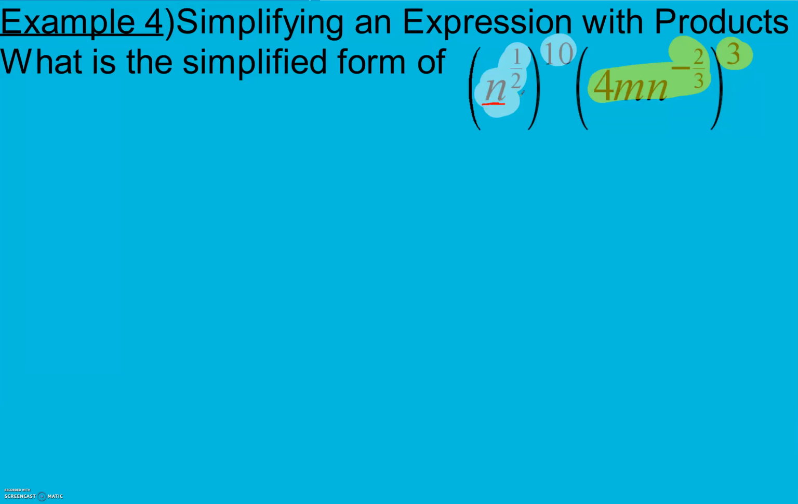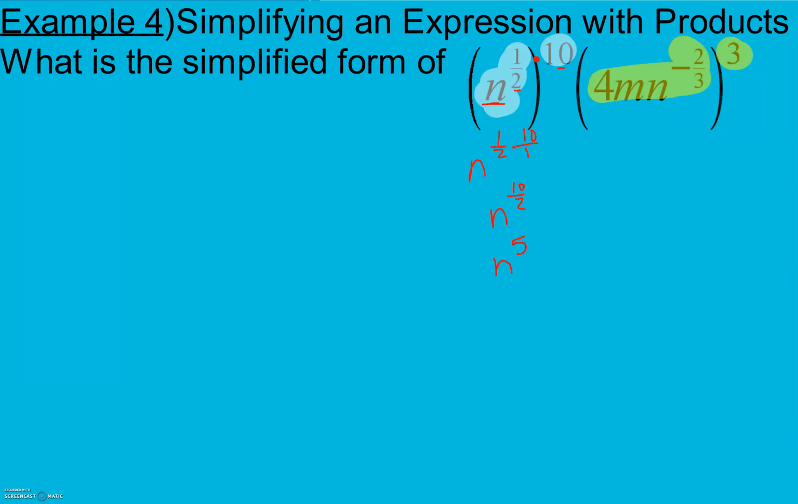Here when I have one base with two exponents, I have a power to a power, and I multiply my exponents. So I have half times 10 over 1. Okay, multiply straight across with our fractions. 10 over 2 gives me n to the 5th power.